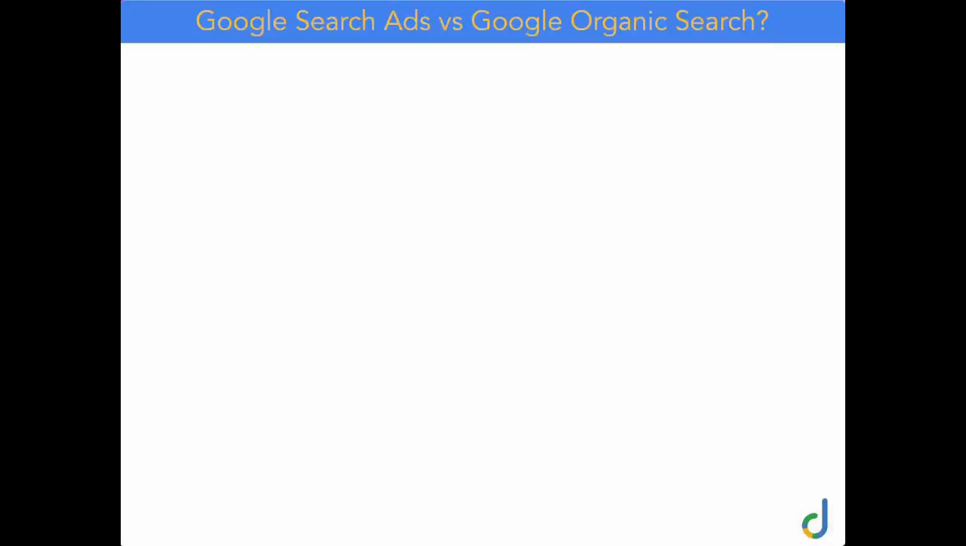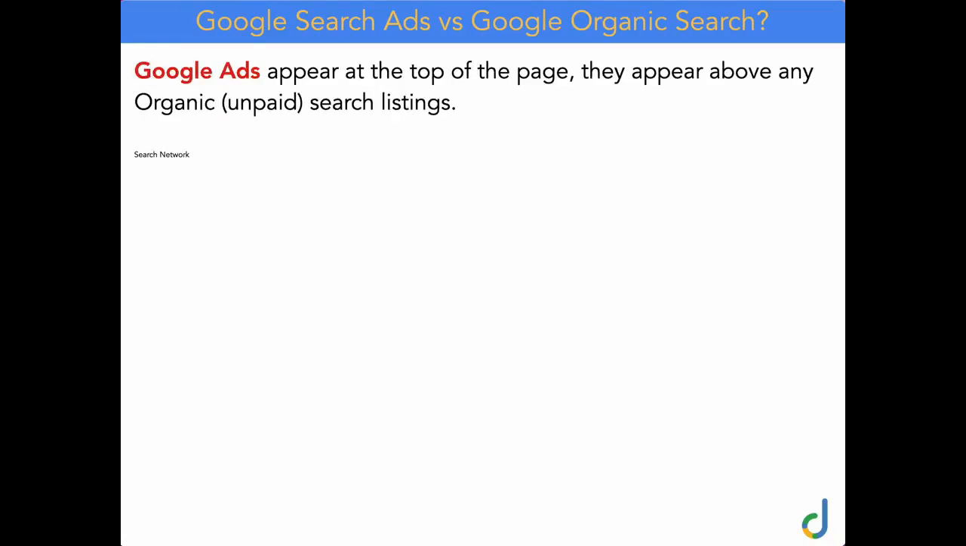So what I want to do right now is refine and talk about the difference between Google search ads and Google organic search, so SEO. To be very clear and upfront, in this course we're only going through Google Ads, not the SEO side of it, but I do want to show you how it looks across the different networks. So how a search ad looks, how a shopping ad looks, and how some of the video and image-based ads look. Google Ads appear at the top of the page and they appear above any organic or unpaid search listings.